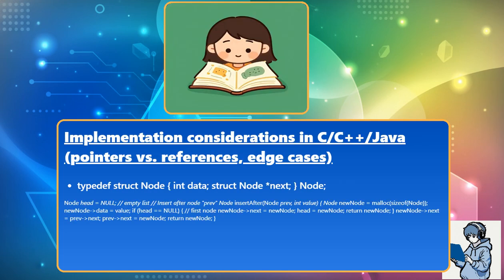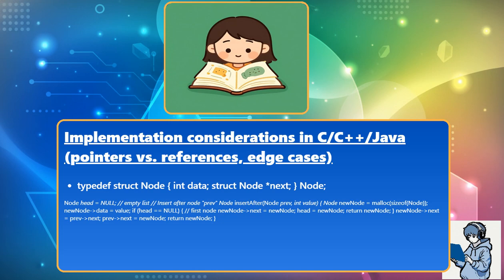Type definition of struct node with integer data and a pointer to struct node named next. Type name node. Node head equals null. Function insert_after returns pointer to node, takes pointer to node called prev and integer value. Allocate new_node as malloc of size of node. Set new_node.data equal to value. If head equals null, then this is the first node. Set new_node.next equal to new_node. Set head equal to new_node. Return new_node. Otherwise, set new_node.next equal to prev.next. Set prev.next equal to new_node. Return new_node.